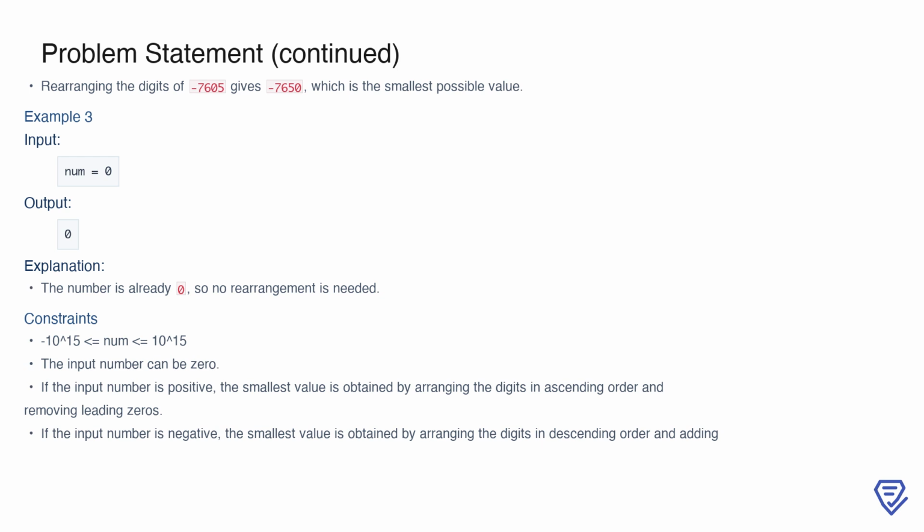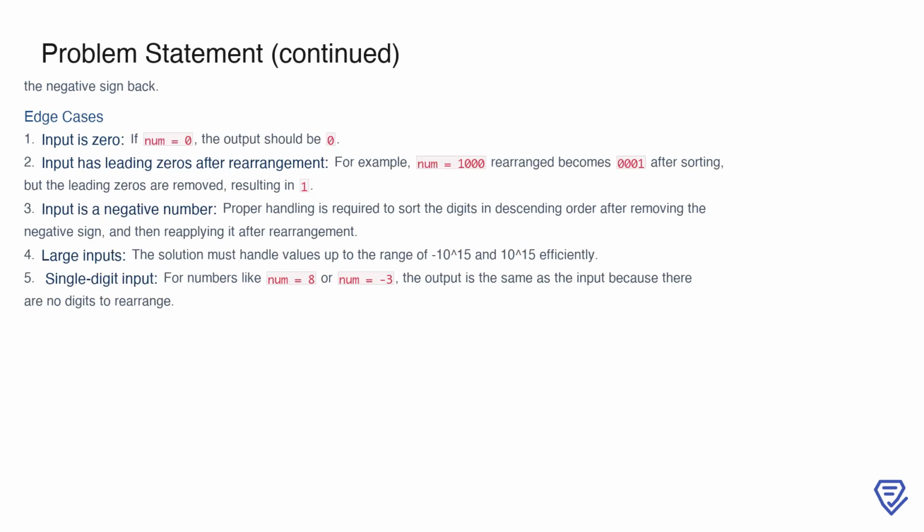Now let's take a look at the constraints and some important edge cases to keep in mind when solving this problem. There are a few key edge cases to consider. First, if the input number is 0, the output must also be 0, as no rearrangement is needed. Second, when rearranging positive numbers, any leading zeros resulting from sorting must be removed. For example, if number equals 1000, sorting the digits gives 0001, but the leading zeros are removed, resulting in 1.